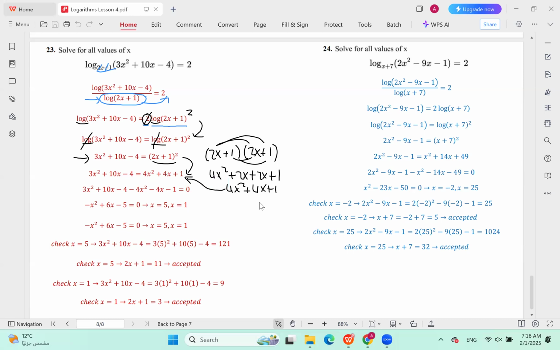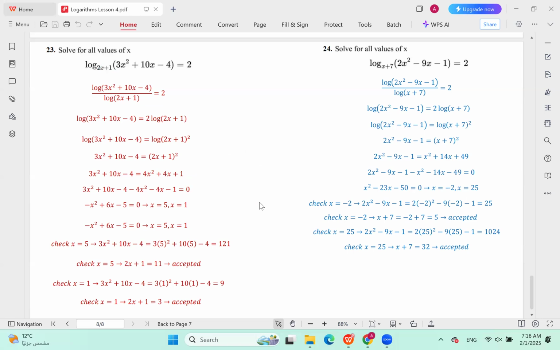Now, since these are quadratics, it's a good idea to bring everything to the left-hand side. So I'm just going to take all of these and move them to the left. But since I'm moving them across, their signs are going to change. So I get 3 negatives here instead of the 3 positive values. So it becomes minus 4x squared minus 4x minus 1.